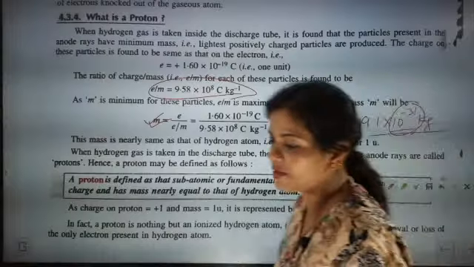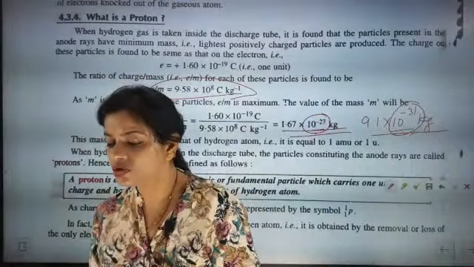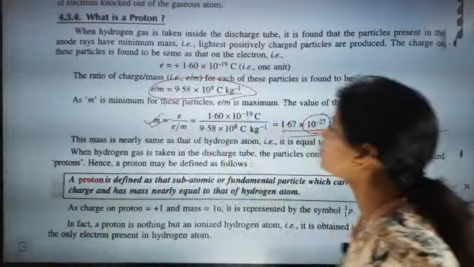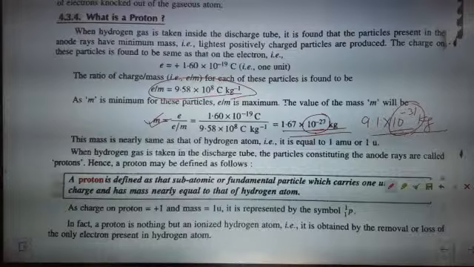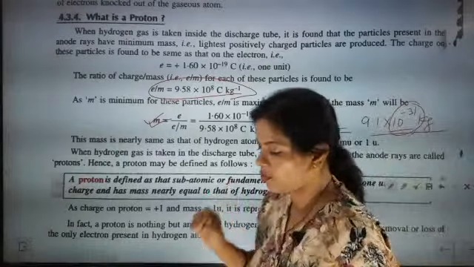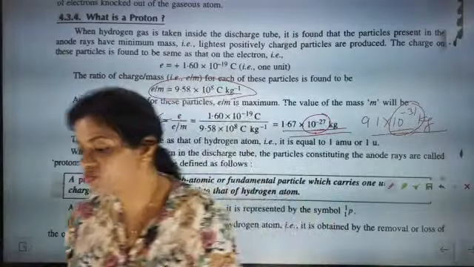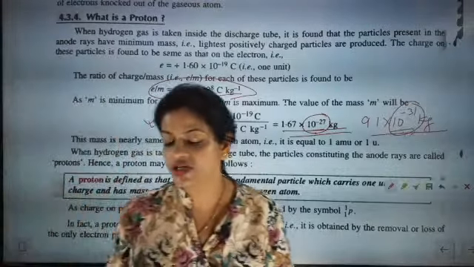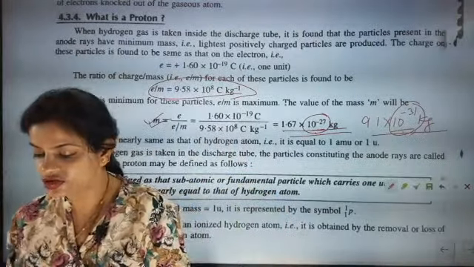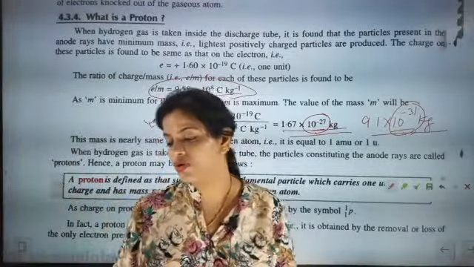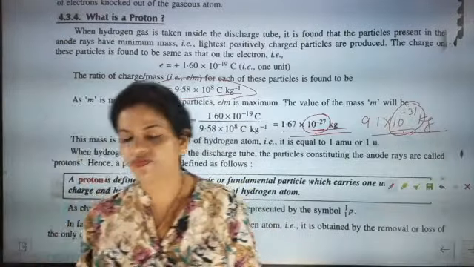Come on, quickly tell me. Mass of proton is more than that of electron. So I told my point: mass of proton is more than that of electron. Sharmila, understood? Mass of proton is more than that of electron.